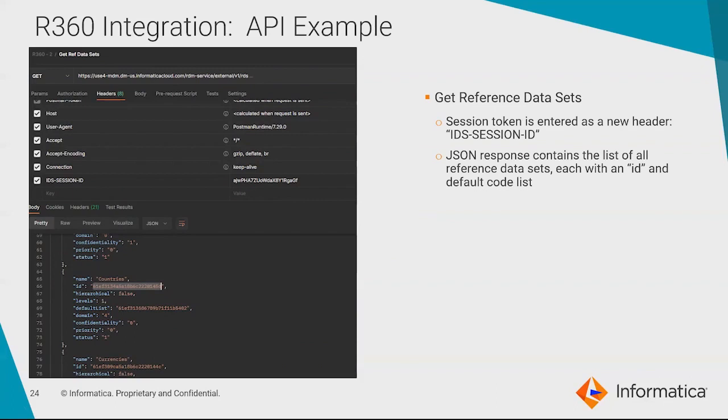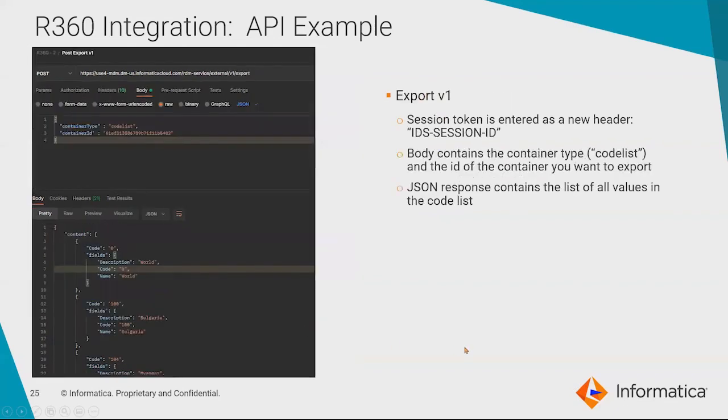You can see the JSON response has a list of all of the reference data sets, and it includes the ID of the reference data set and also the ID of the default list, which is the enterprise list. Now if we call the export API, again we use that same session token as the header for IDS session ID. The body for the export command is just the container type, so we want code list, and the container ID. That's the default code list we were just looking at. The result you get back is a list of all the code values within that code list.